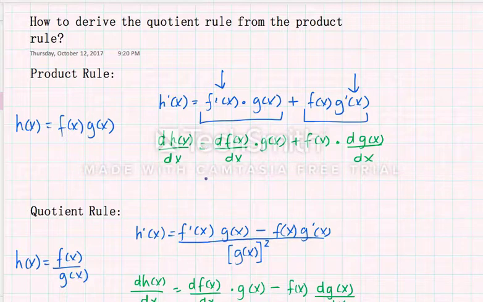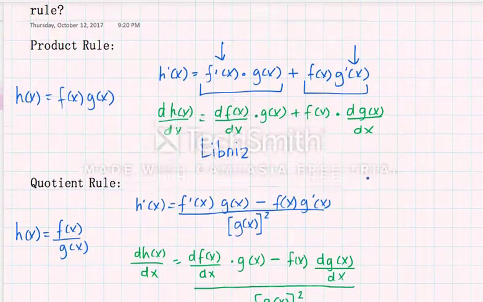Or in Leibniz notation, which is derivative notation, here we have the derivative of h of x with respect to x is the derivative of the first function f of x times g of x plus f of x times the derivative of g of x.